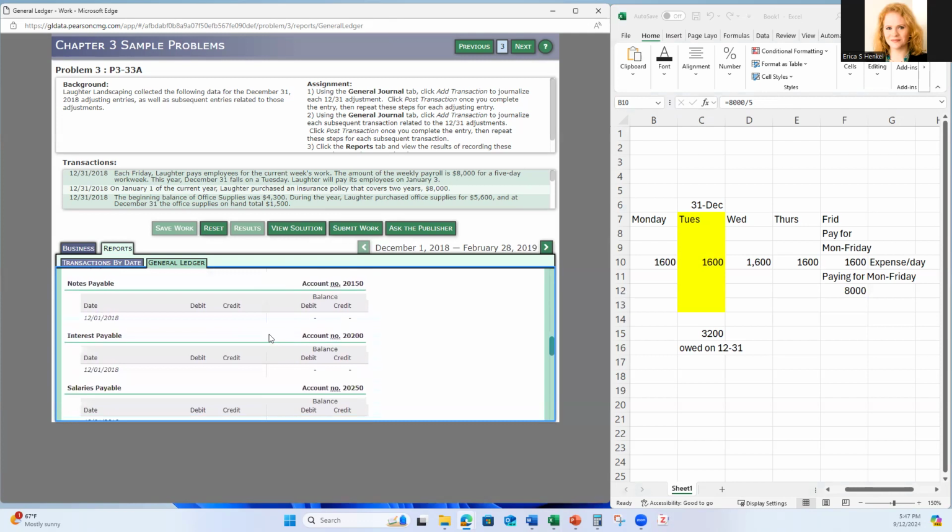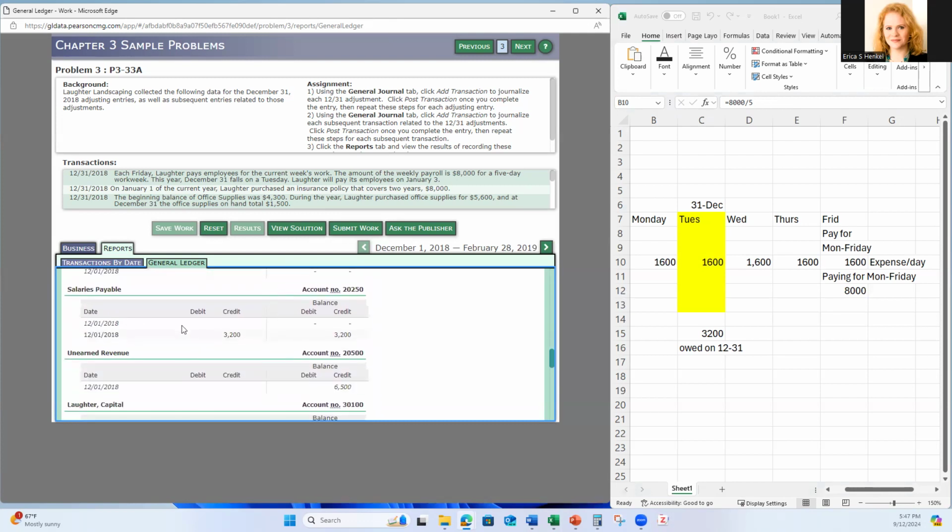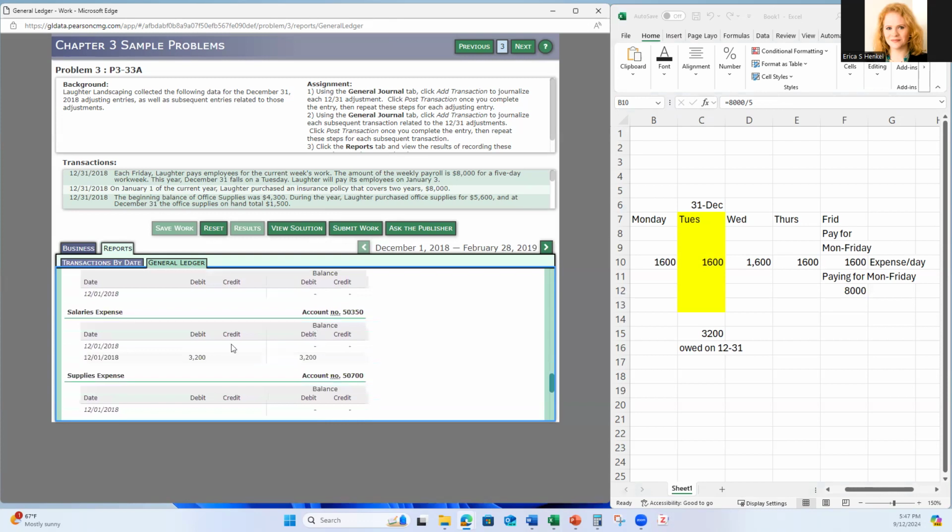But if I scroll down to salaries payable, I will see that we started out with a 0 balance and then we credited that for $3,200. So that's showing up there. And if I scroll down to my salaries expense for the month, we show that $3,200 there.